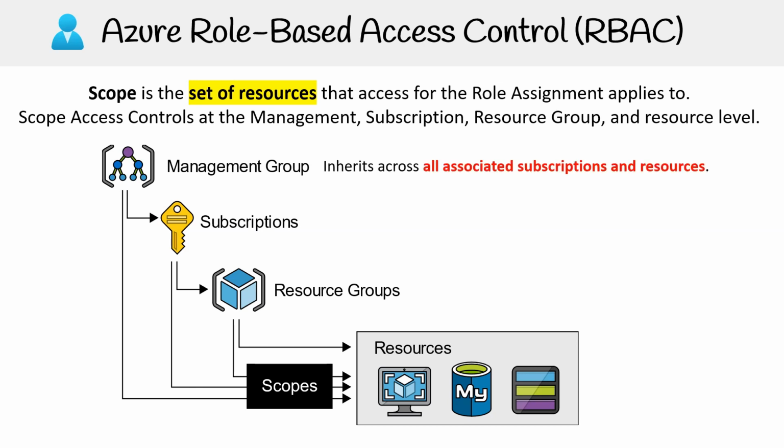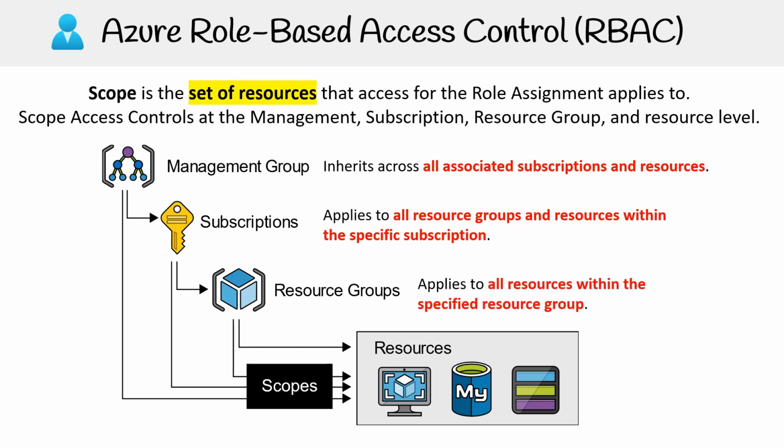Assigning a role at the management group level inherits it across all associated subscriptions and resources. At the subscription level, it applies to all resource groups and resources within the specific subscription. A role assigned at the resource group level affects all resources within that group. At the resource level, a role assignment applies only to that specific resource.